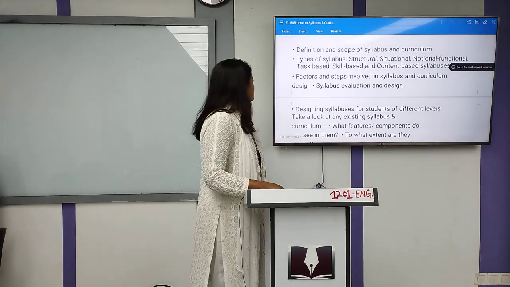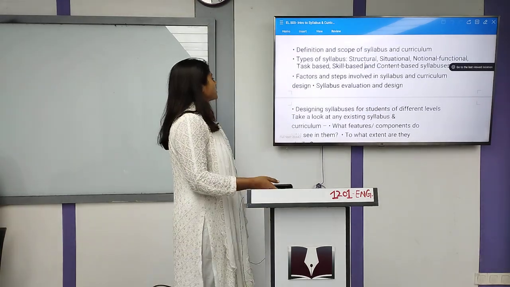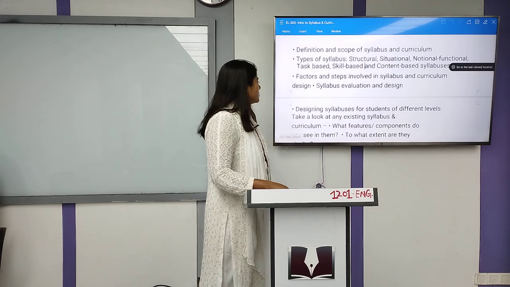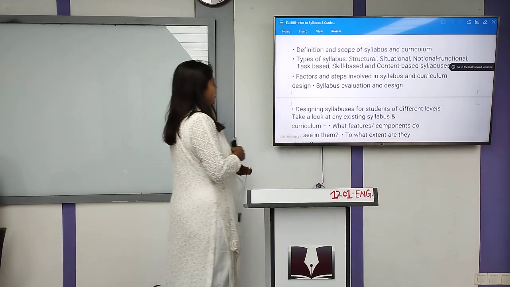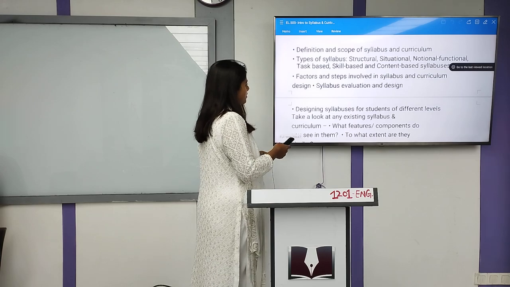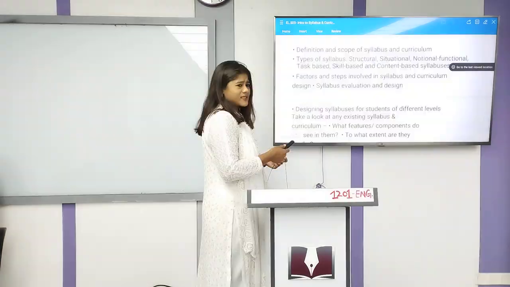Neat? Then factors and steps involved in syllabus and curriculum design. Then we will be able to evaluate a syllabus, also design it.